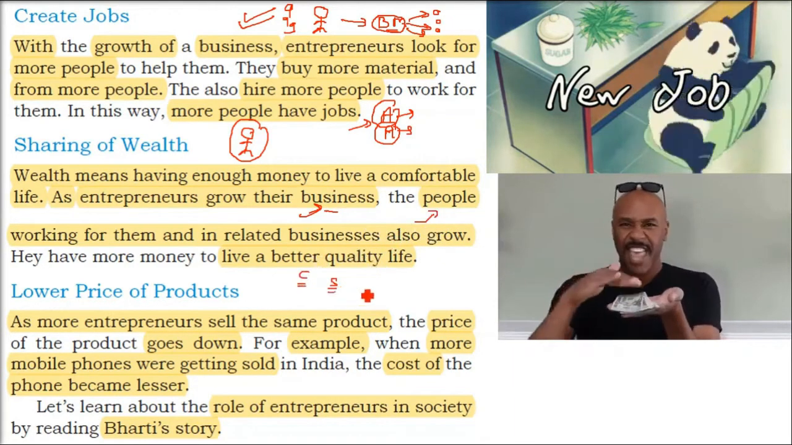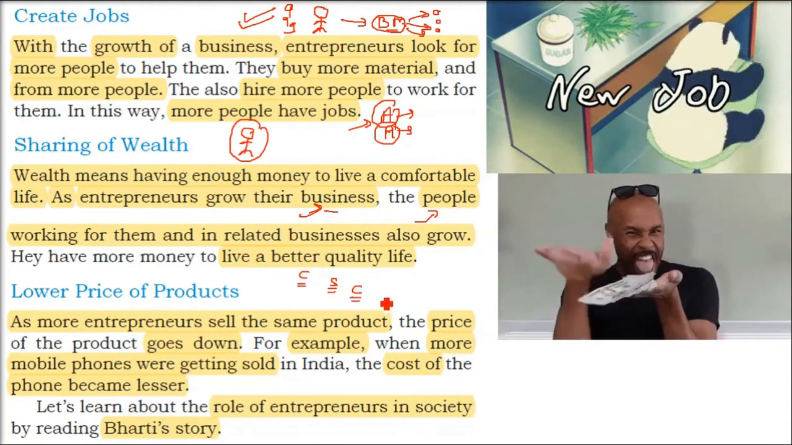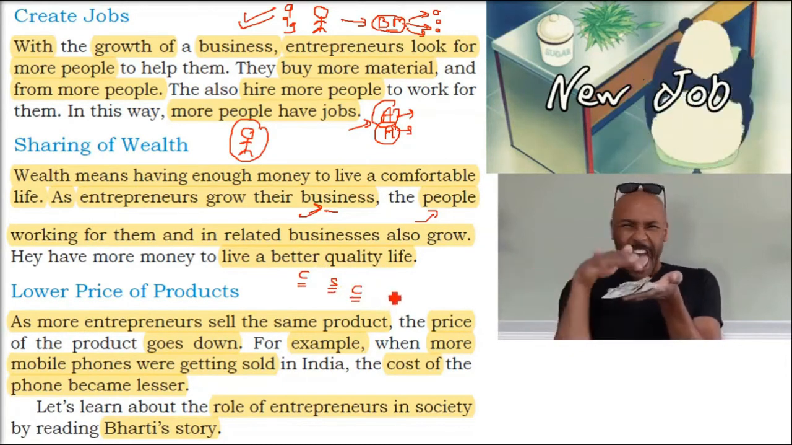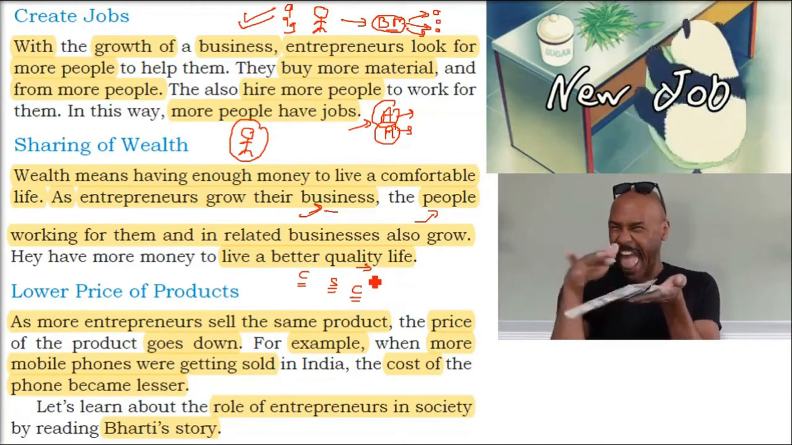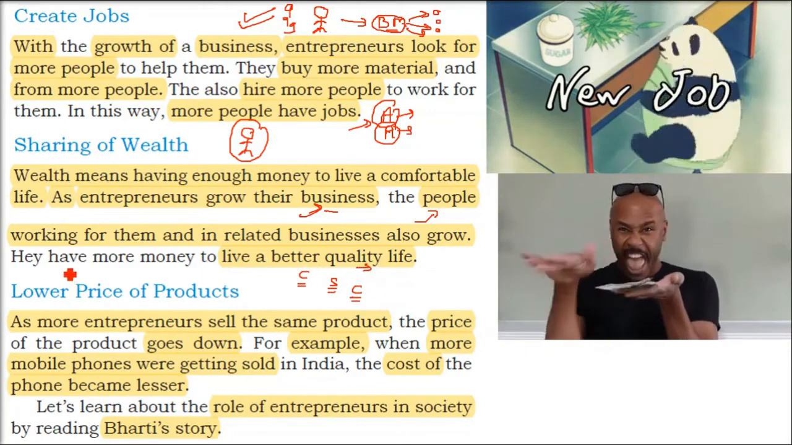Cycle will change to scooter, scooter will change to car, like this. Okay, so they will live a better quality life. The quality of life will be better. And then, low price of products.